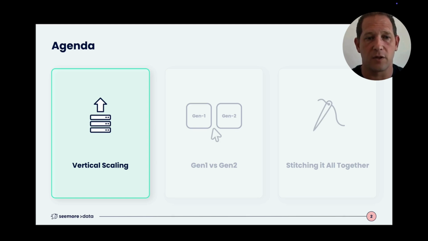We'll start with how to determine the right warehouse size, when to scale up or down, and then dive into how to choose between Snowflake's Gen 1 and Gen 2 warehouses. By the end, you'll have a clear view of the logic behind these optimizations and how you can apply them to real customer environments. All right, let's jump in.